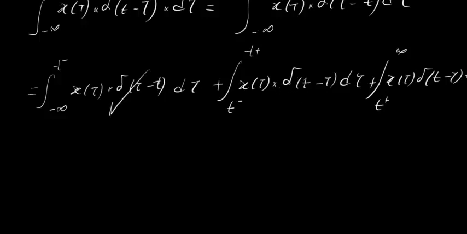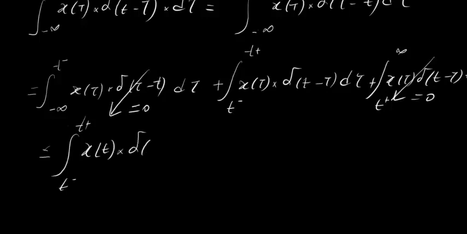Here, to the left of t, it's equal to 0. To the right of t, it is equal to 0. And exactly at tau equals t, this should be equal to the integral, just to the left of t to the right of t, of x of t times delta of t minus tau, or tau minus t, d tau.